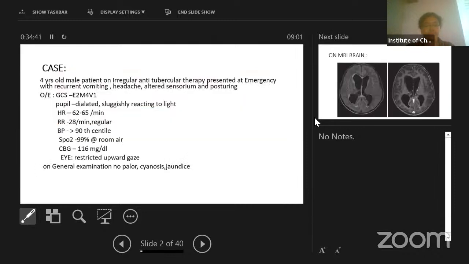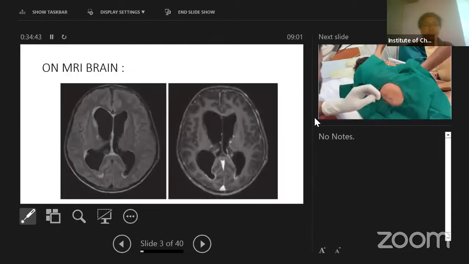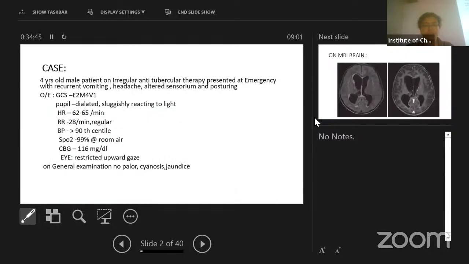Yes, this is good. Now, the case: recurrent vomiting, headache, altered sensorium, posturing. That's it. Pupil is dilated, sluggishly reactive. So, what is the early pupil sign of brainstem herniation? What is the contraindication for LP? Raised intracranial pressure with impending herniation.